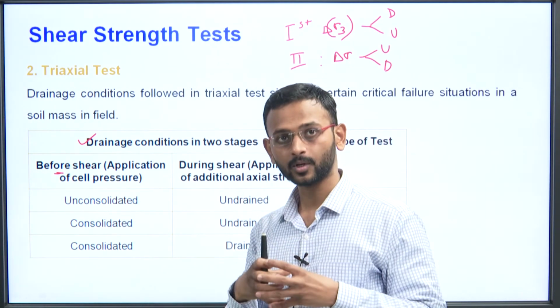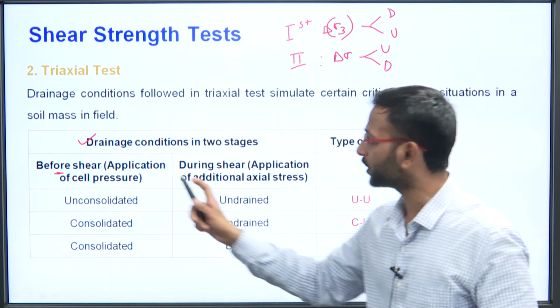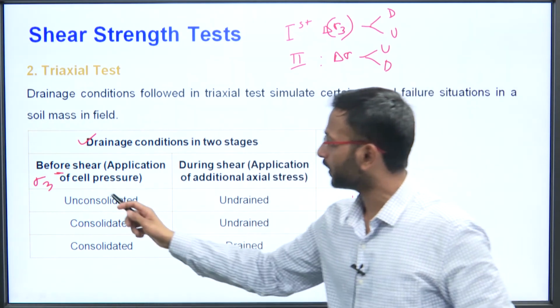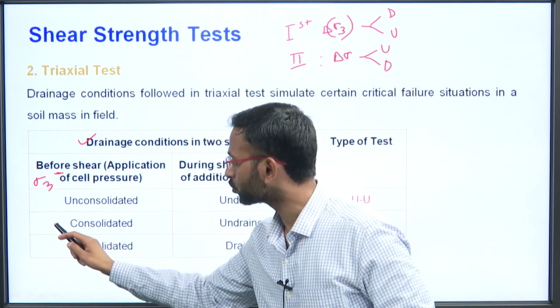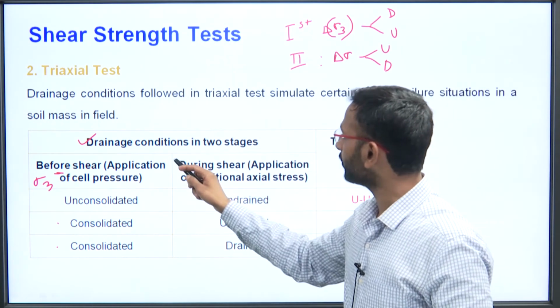पहली स्टेज में सिर्फ और सिर्फ आप प्रेशर लगा रहे थे, सेल प्रेशर लगा रहे थे, चारों तरफ से फोर्सेस लगा रहे थे, जो कितना था? सिग्मा 3 था. अच्छा, उस कंडीशन में क्या हो सकता है कि सॉइल अनकॉन्सोलिडेटेड रहे या कॉन्सोलिडेटेड रहे. ओके, अच्छा, ड्यूरिंग शियर में क्या होगा?